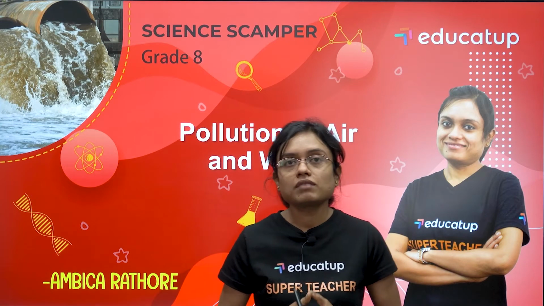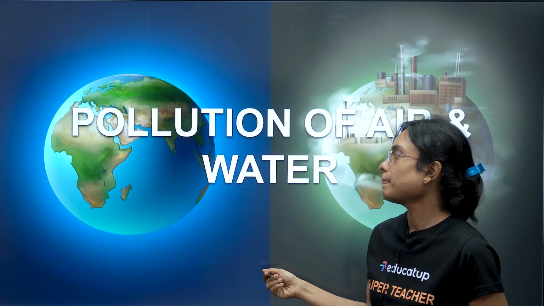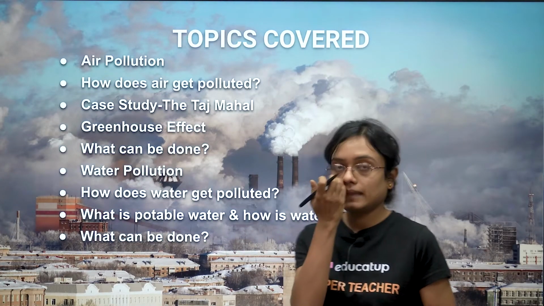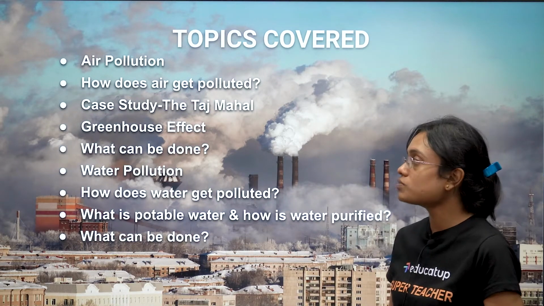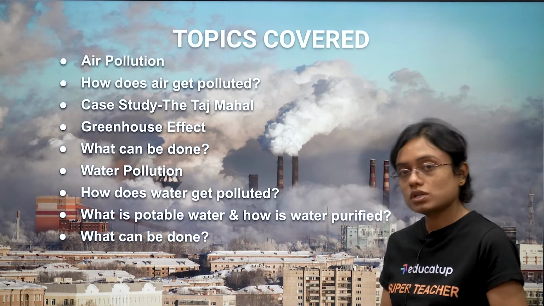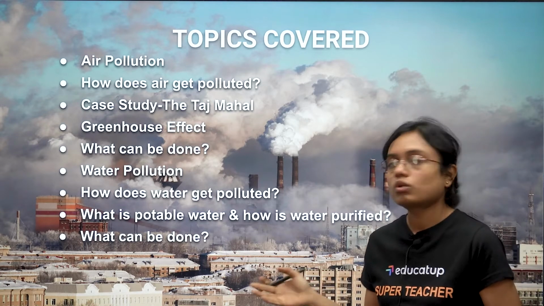For today, the topic we are going to discuss is pollution of air and water. The topics under it are air pollution, how does air get polluted, a case study, that is the Taj Mahal, greenhouse effect, what can be done, water pollution, how does water get polluted, what is potable water and how is water purified, and what can be done.